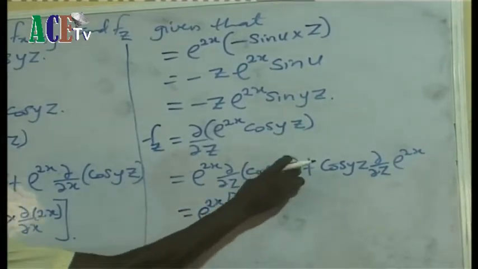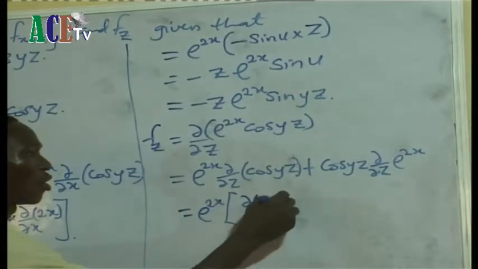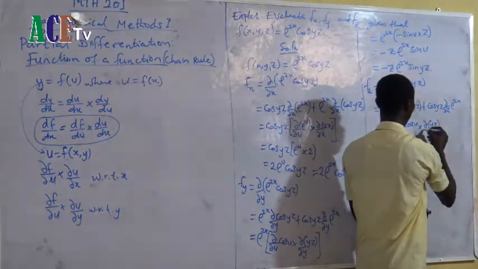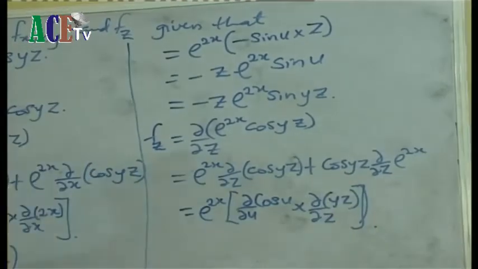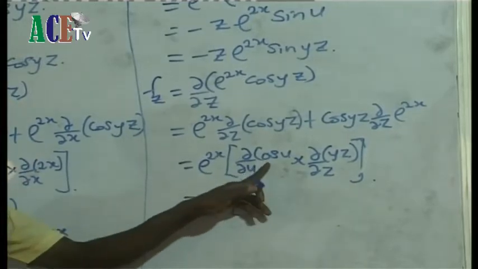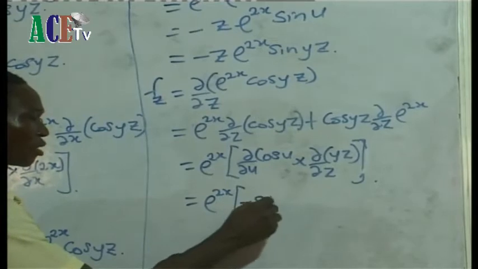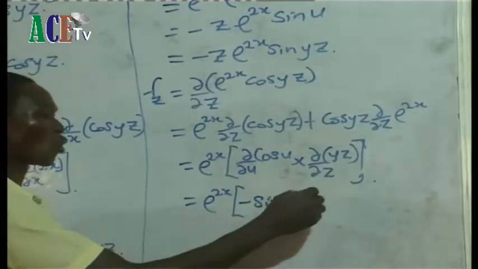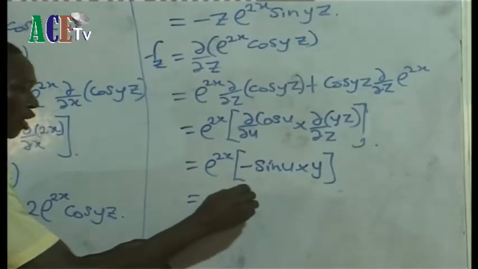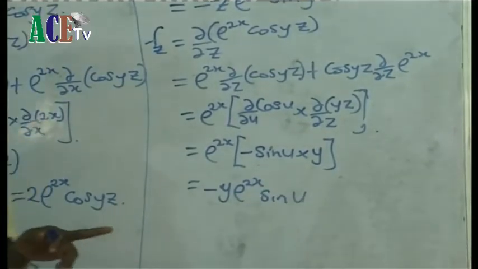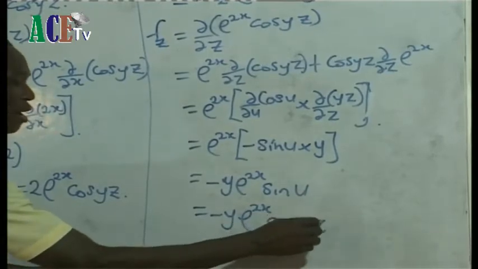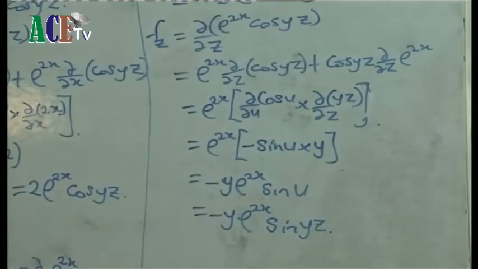I want to differentiate this one now. I will name this u. It will be the derivative of cos u with respect to u, times the derivative of u, that is yz, with respect to z. Because I'm differentiating with respect to z. Now, this one will give me exponential 2x into, differentiate this one with respect to u, cos u will give me minus sine u, times differentiate this one with respect to z, will give us y. And this one is minus y exponential 2x sine u. Then what is my u? Minus y exponential 2x sine yz. And that is all.